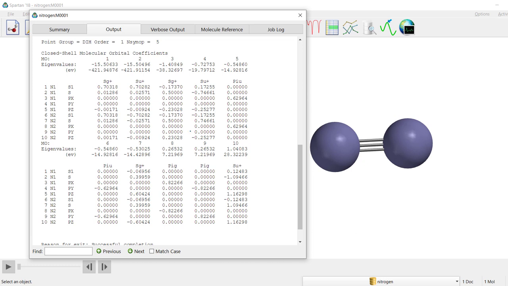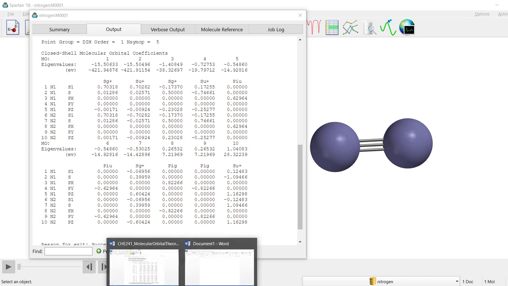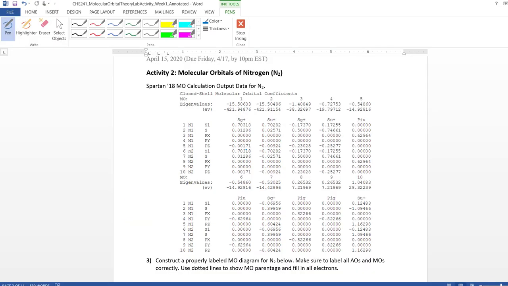pretty darn quickly. You get spoiled by Spartan very quickly because you get a lot of information. But it's a little bit more difficult to weave through this. And so I'm going to bounce back to the Word document and help you navigate this. This is one where you really want to pay attention, because I am not going to do all of these for you. You need to learn this method with hydrogen and nitrogen, and then I'm going to turn you loose on the next couple.